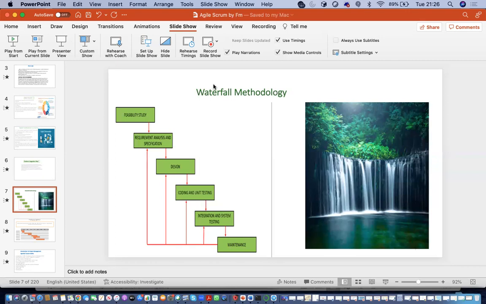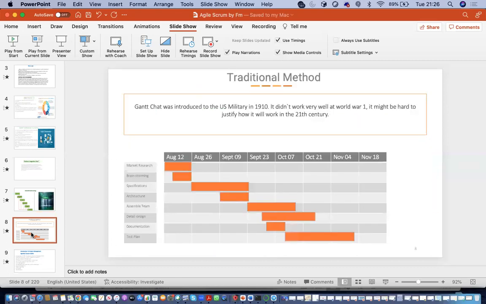And this methodology was created by one of the American military generals in 1910. So you find the Gantt chart, that thing that goes up, down, down, down, was actually invented. The Gantt chart was introduced by the US military in 1910 for World War I.